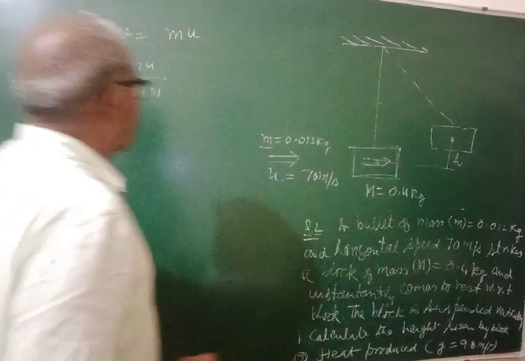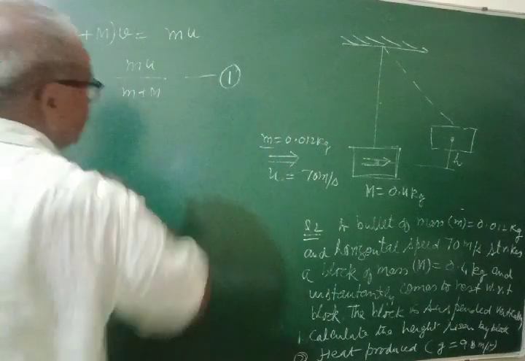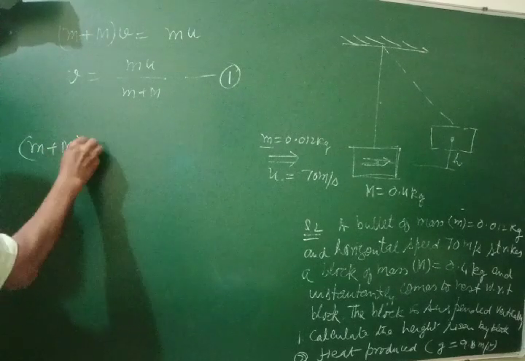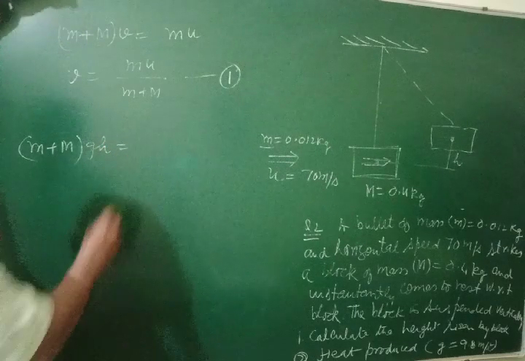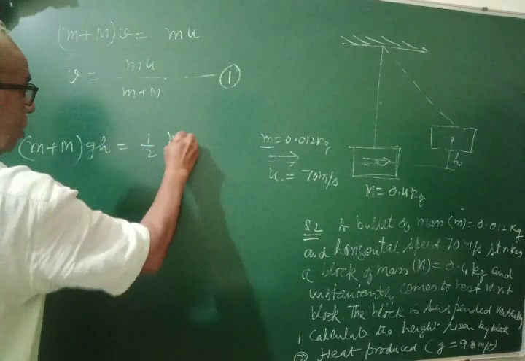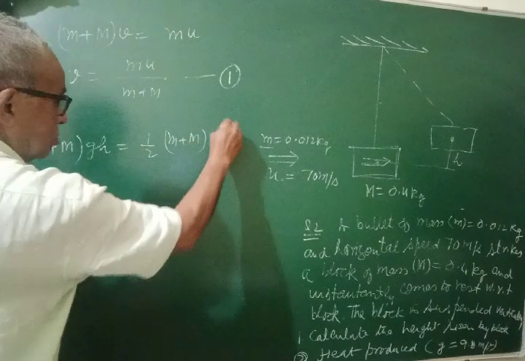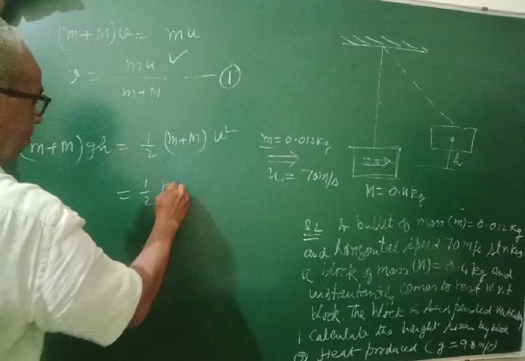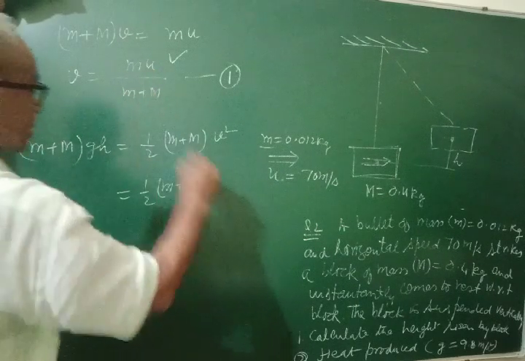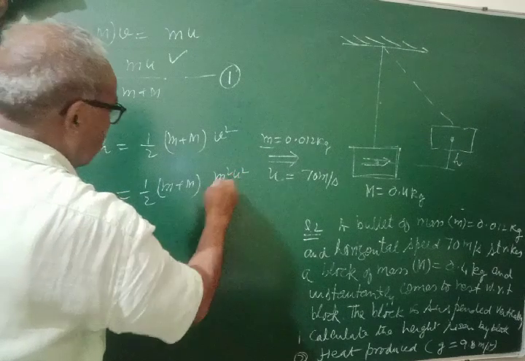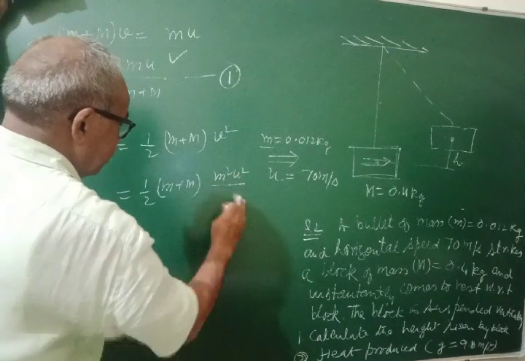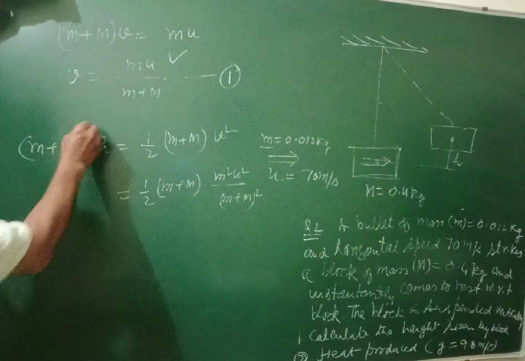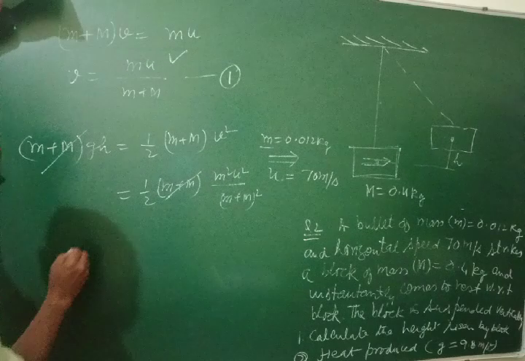Kinetic energy is converted into potential energy. So potential energy (m plus M) into g h is equal to half (m plus M) into v square. Here v is m u upon (m plus M), whole square. So this (m plus M) cancels, and h will be there only.